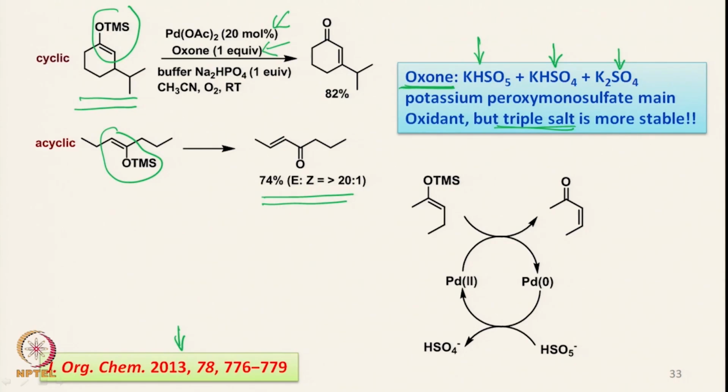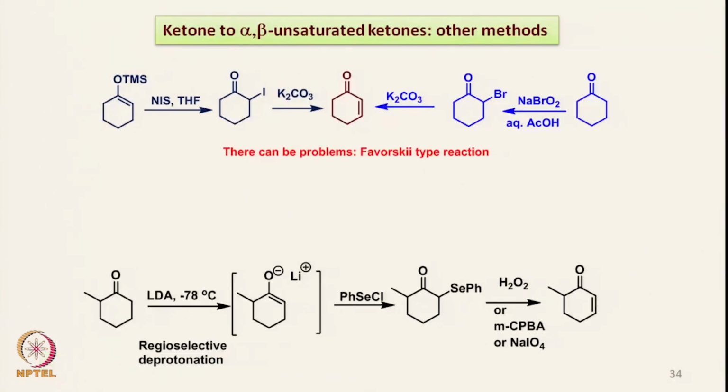So, as you can see from here, the enol silyl ether is converted to the corresponding enone, where palladium 2 has gone to palladium 0, and the palladium 0 reacts with this potassium peroxymonosulfate, which gets reduced, and the palladium 0 gets oxidized to palladium 2. This is one of the latest applications of the Saegusa reaction.